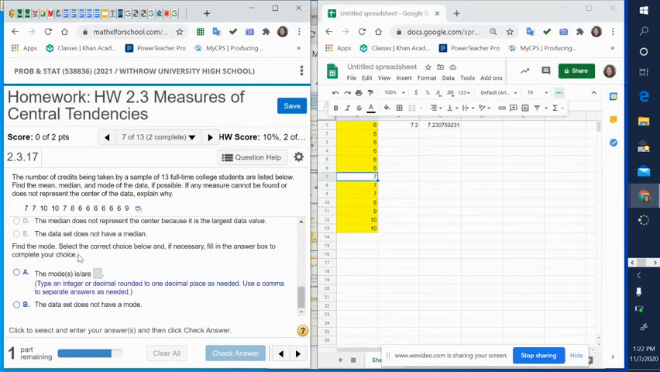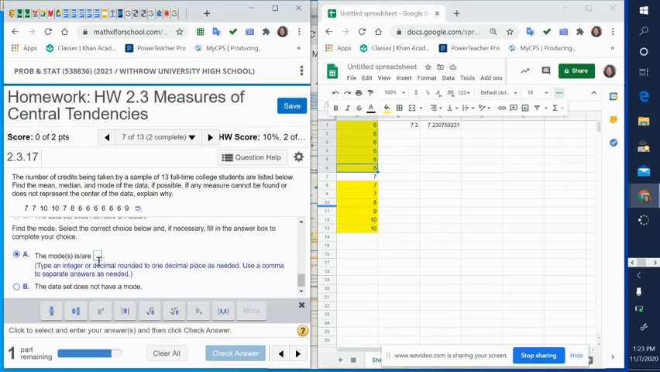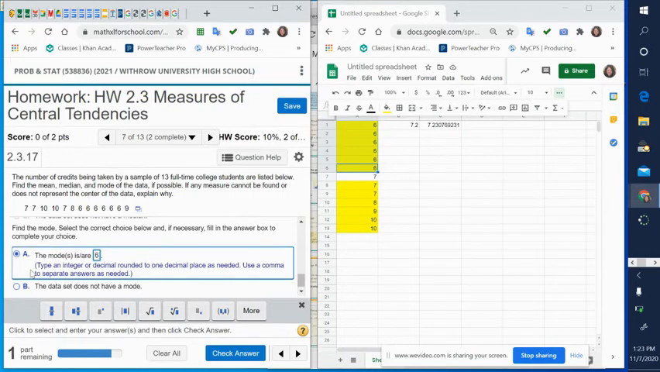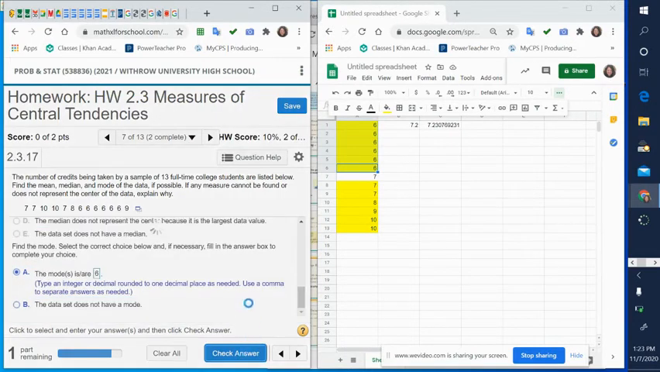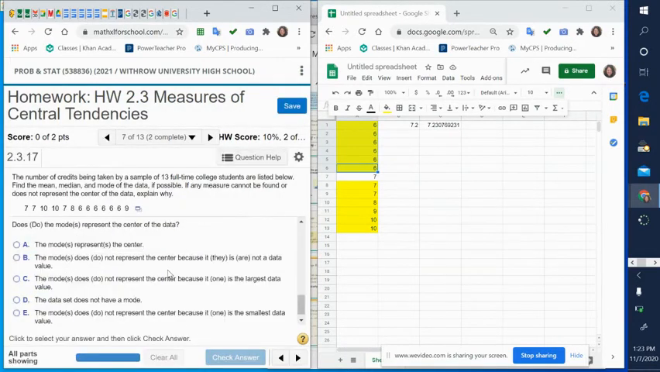The mode, which one happens the most? Looks like 6. This number 6 happens the most, right? So the mode here is 6. And check my answer. Hey, I'm right.